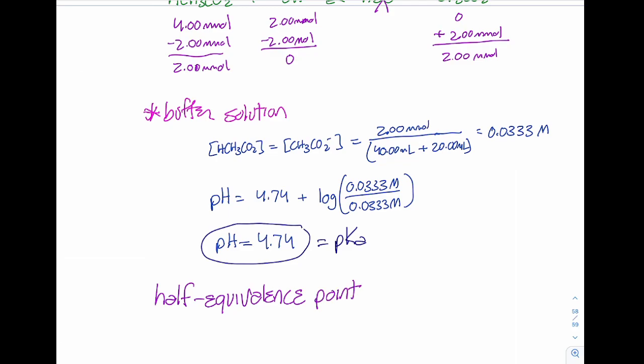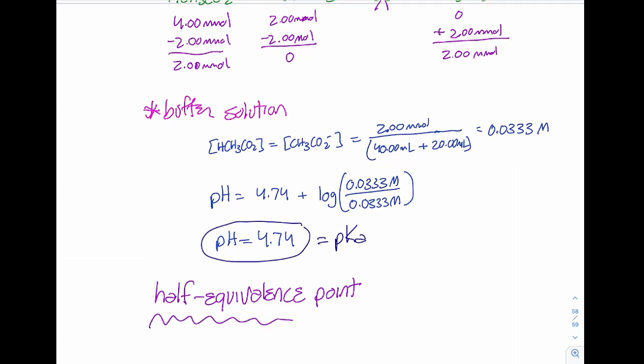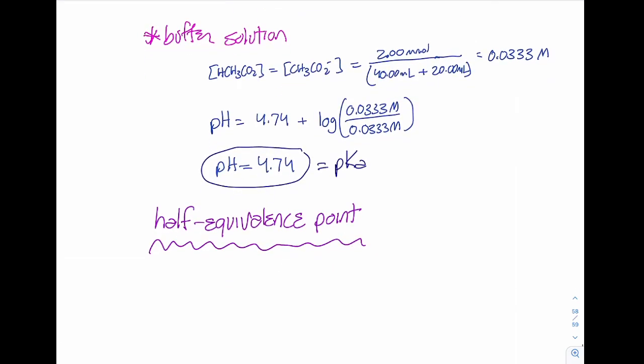So what I mean by that is the volume of base that we've added, the volume of titrant that we've added, is half the amount that you need to get to the equivalence point. So my half equivalence point, and our pH is going to equal our pKa at the half equivalence point. And that's always going to be true for us.